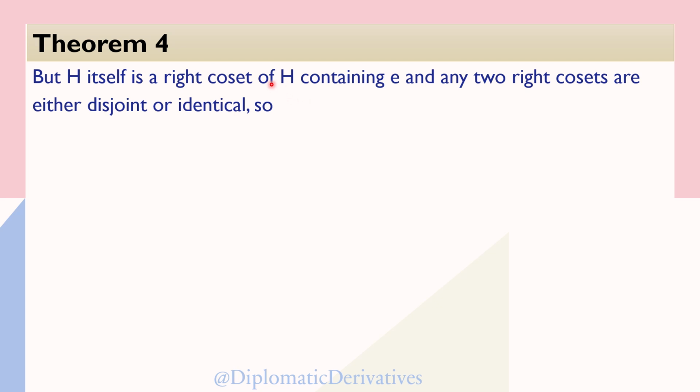Since the identity belongs to H and the identity also belongs to HX HX inverse, they have a common element. Since they have a common element, they have to be completely identical, otherwise they would be disjoint, right? But since a common element exists, all the elements have to be the same. This shows that HX HX inverse is equal to H.